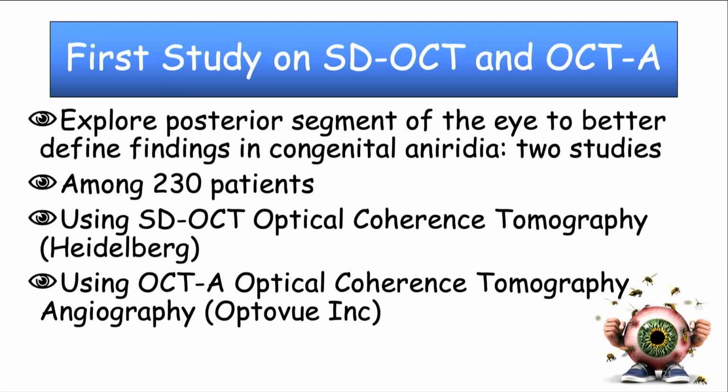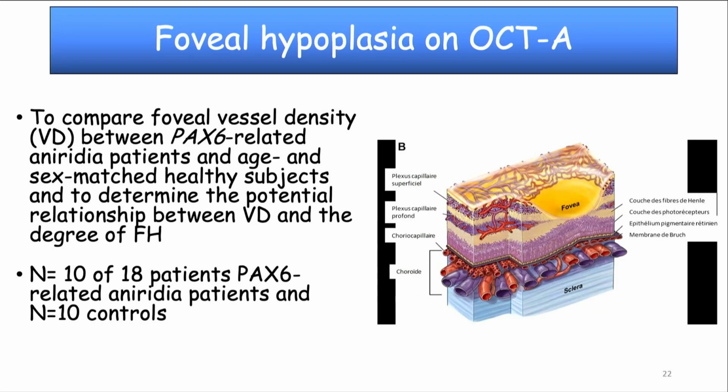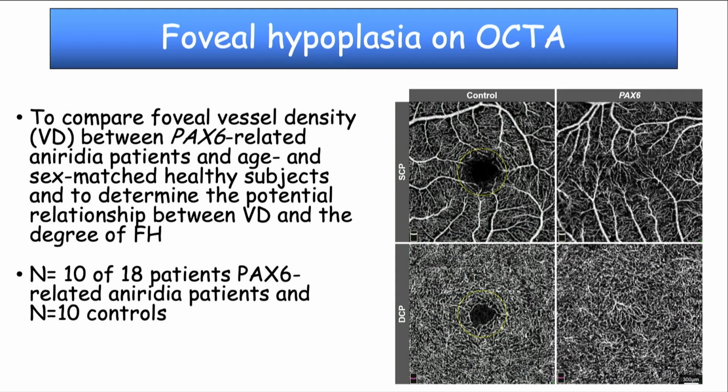So we also did a study with OCT and OCTA among 230 patients, looking at foveal hypoplasia, and we had some control subjects, of course. There were 10 of the 18 patients, PAX6 related, and 10 controls. It's always very complicated to get these images. And so we can compare here, and you see the appearance is really completely different.